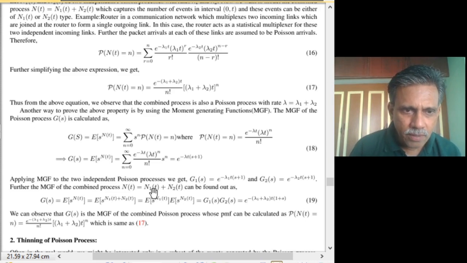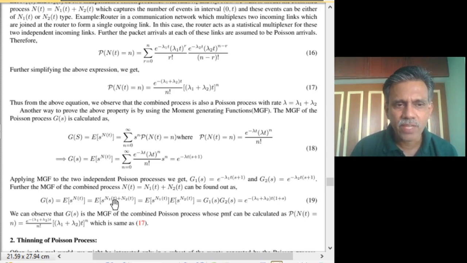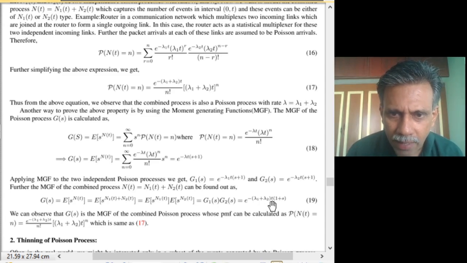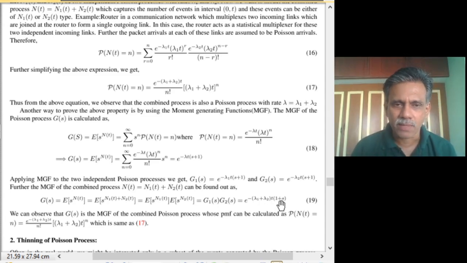That is, we will have G of S, e power of s into N of t, where N of t is N1 plus N2. By multiplying the individual MGFs, we will get e power of minus (lambda 1 plus lambda 2) into the common factor t into (1 plus s).